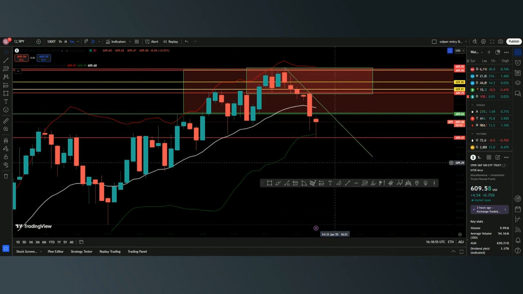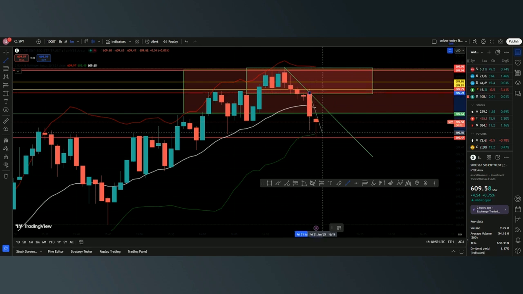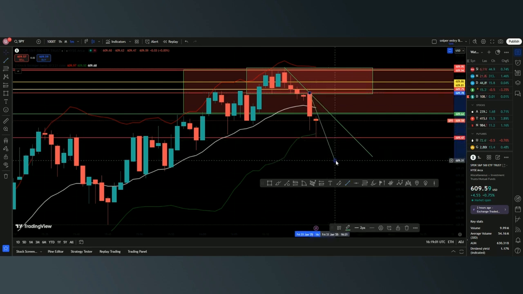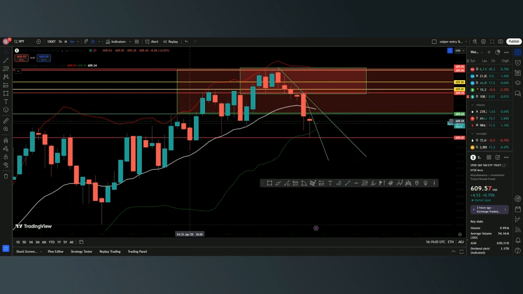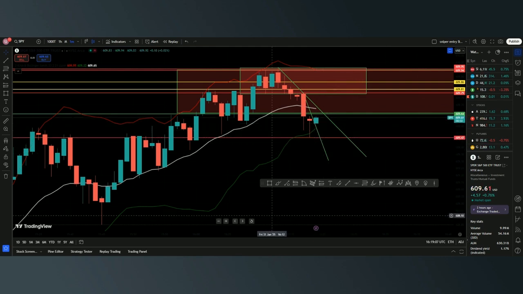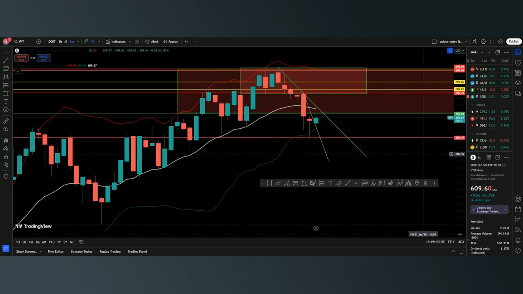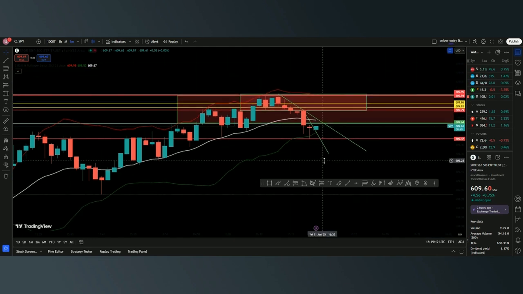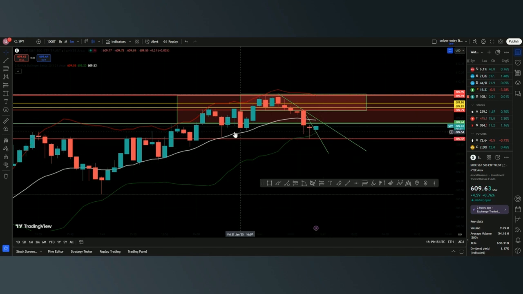Okay, reaching those levels. These are simple line breaks. Don't get too confused. Simple line breaks. If we don't break below here, we would retest these lows. 608. This right here is a place of demand. We need to break that in order to see further downside, and we are holding it here. So you're going to see a push to the upside.